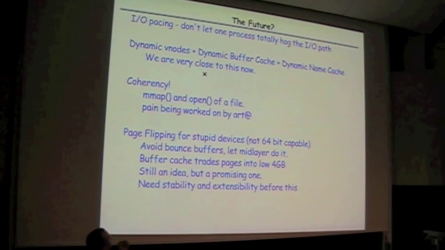What we'd like to look at trying to do is let the buffer cache and the virtual memory system understand that this device is stupid. It can't address all of memory. So therefore, when you're mapping pages for it, map pages when you talk to it into the range that it can speak. But if you don't have to write them, you can stuff them up into high memory. And when you need to write them, particularly if it's a file system buffer, just trade with one in the right range. It's simple to trade. It's still an idea, but it's a promising one. But like I said, we need some stability and extensibility before we can get this far.